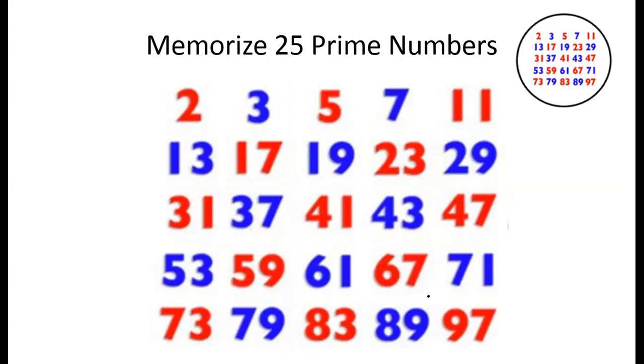They actually kind of flow pretty good. 2, 3, 5, 7, 11, 13, 17, 19, 23, 29, 31, 37, 41, 43, 47, 53, 59, 61, 67, 71, 73, 79, 83, 89, 97. And you're done. That's all the prime numbers up to 100.